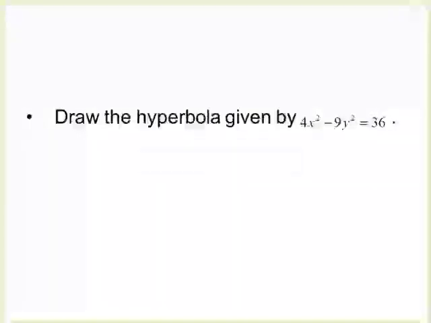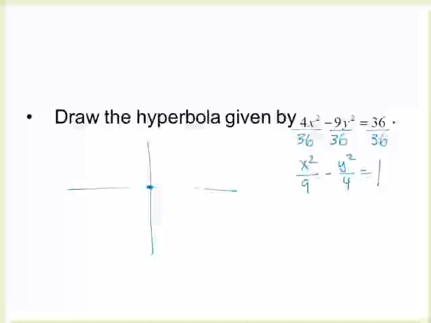So this problem asks us to draw the hyperbola. So first step is we need to get standard form. So like yesterday, what do we need to do first here? Divide by 36. Standard form is that we should have fractions of stuff equal to 1. Reduce those fractions. Then to graph, today our center will always be at the origin.